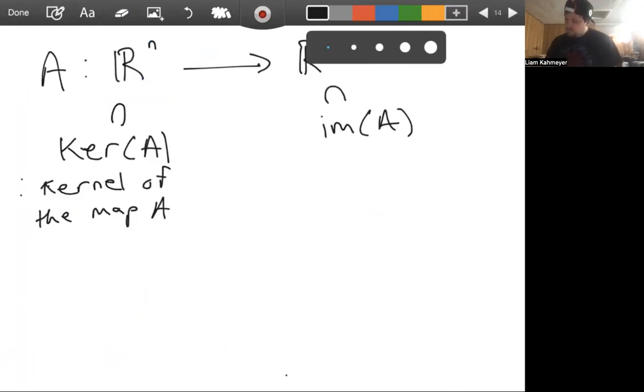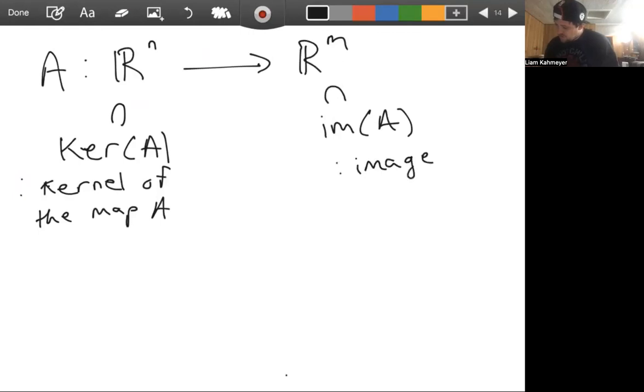So this is the kernel of the map A, and this is the image of the map A. Now, the image is something that lives inside the codomain, and the kernel is something that lives inside the domain. So let's understand what these are.